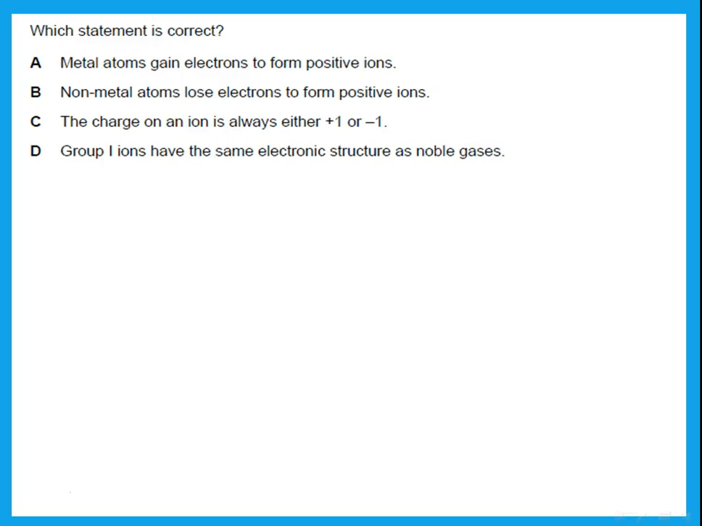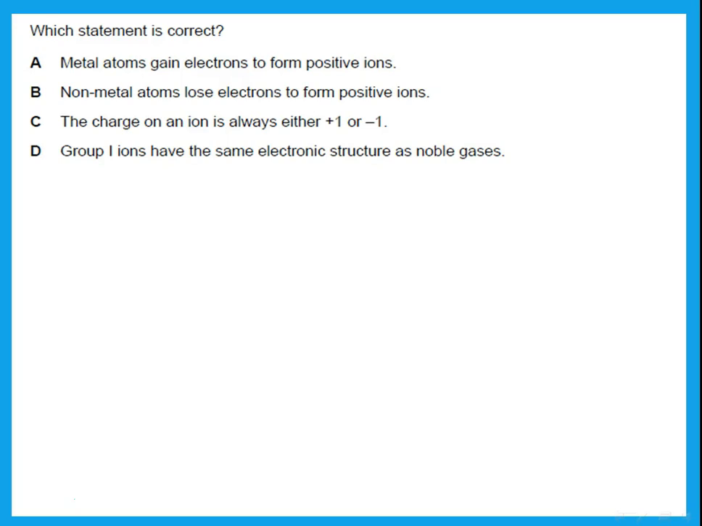Non-metal atoms lose electrons to form positive ions. Non-metals gain, they don't lose. The charge on an ion is always either +1 or -1. Really? An ion has to be +1 or -1? It cannot be +2, +3, -2, -3? Yes, it can, so C is wrong.